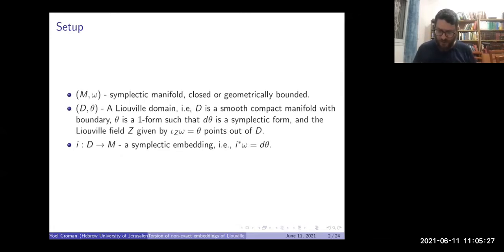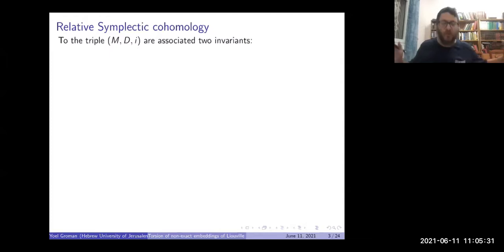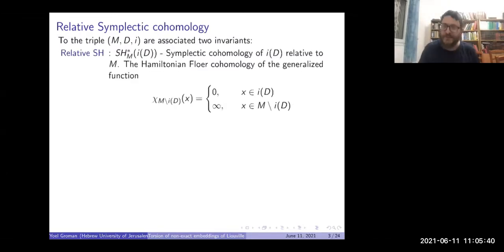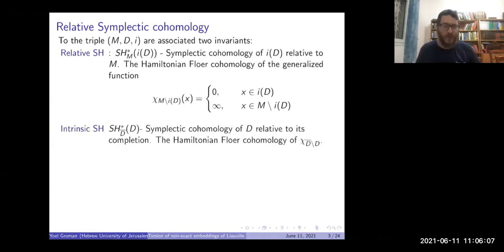And to such a setup, we can associate two invariants. So there's relative symplectic cohomology of D relative to M, which is where we're considering the Floer cohomology of the function which is zero inside and infinity outside. And then we can consider something called intrinsic symplectic cohomology, which is the same thing, but instead we always consider, associated to D, a geometrically bounded manifold, which is its own completion. That's associated to D canonically, up to symplectomorphism.